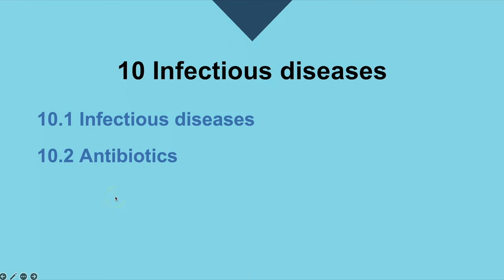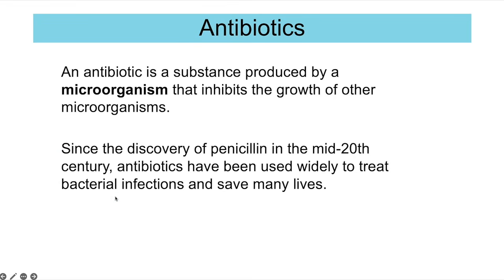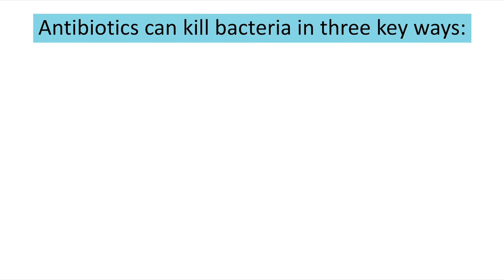Next, we go on to antibiotics. An antibiotic is a substance produced by a microorganism and it inhibits the growth of other microorganisms. Since the discovery of penicillin, which was the first antibiotic discovered in the mid-20th century, antibiotics have been used widely to treat bacterial infections and save many lives.